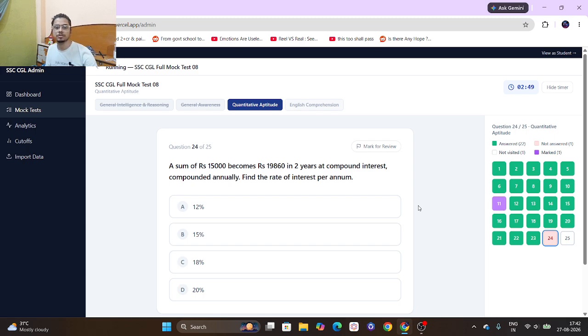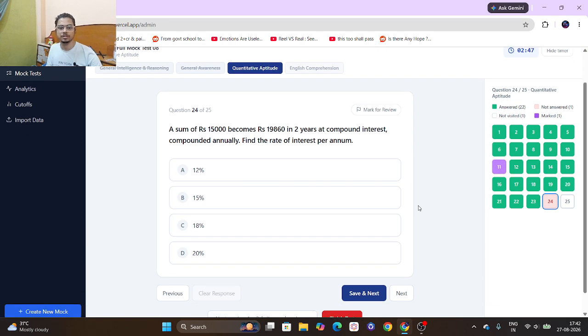A sum of 15,000 becomes 19,860 in 2 years at compound interest, compounded annually. This will take some time.